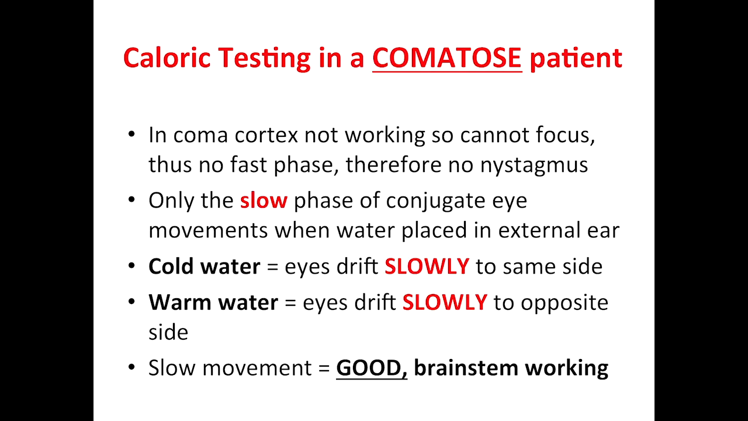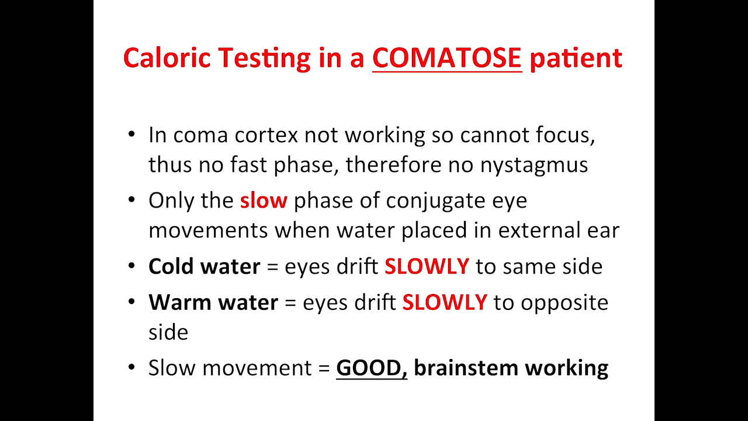Now, when we have a comatose patient, the cerebral cortex is not working. So when we irrigate the canal and they're lying on their back and their eyes are up and looking straight ahead, you will set up the movement of the endolymph, but since there is no focusing, the component of nystagmus for the fast phase is absent, you will only have the slow phase. And so with a comatose patient, if the brainstem is working, you will only have the slow phase, and the eyes will drift to the side.